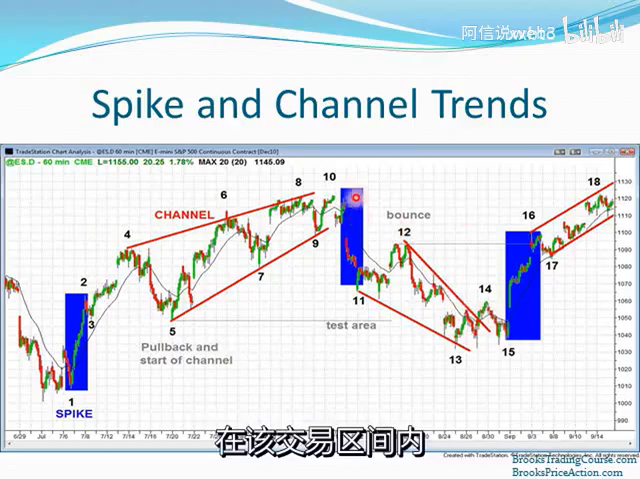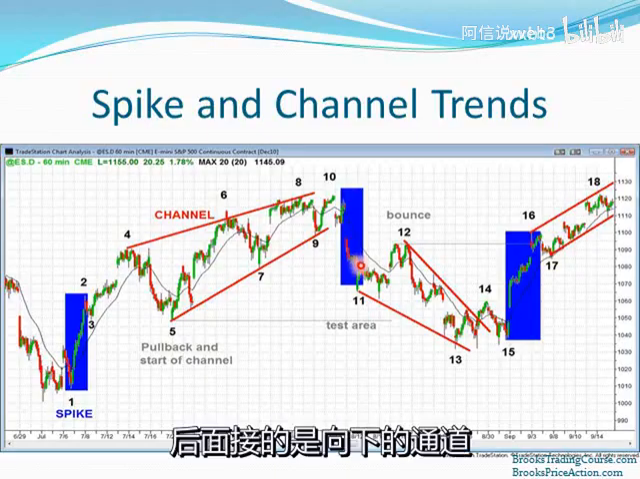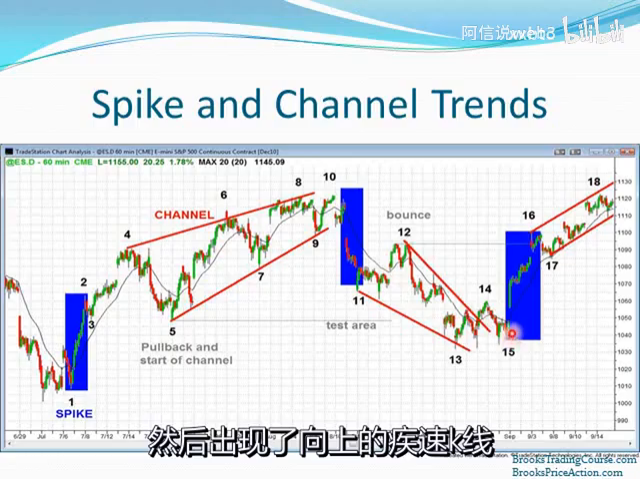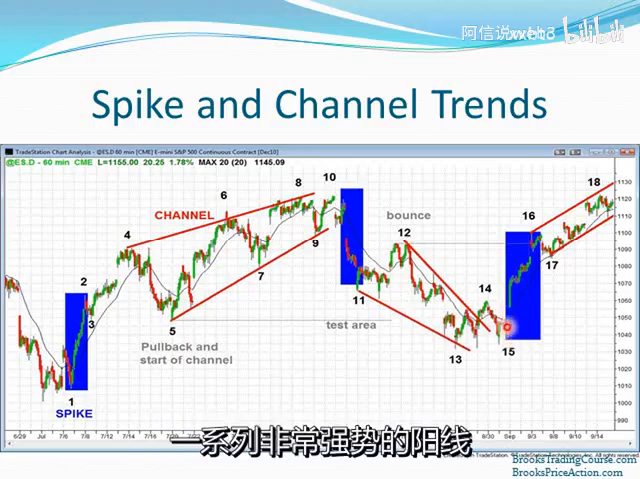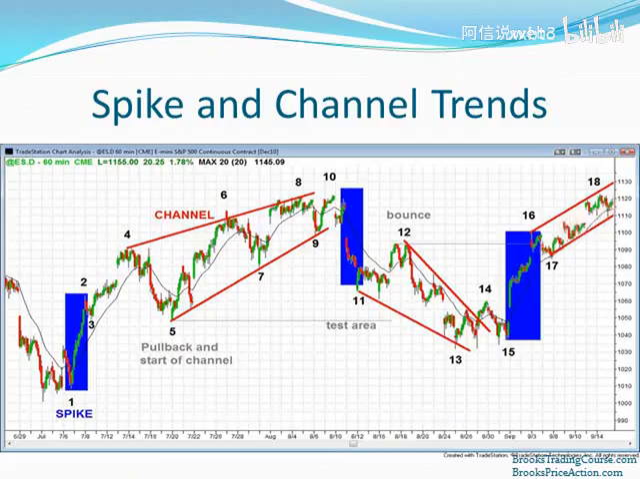Within the trading range, there's a bear spike, a gap, and a series of bear bars, followed by a channel down. And then there was a bull spike, a series of very strong bull trend bars, and then a broad bull channel.